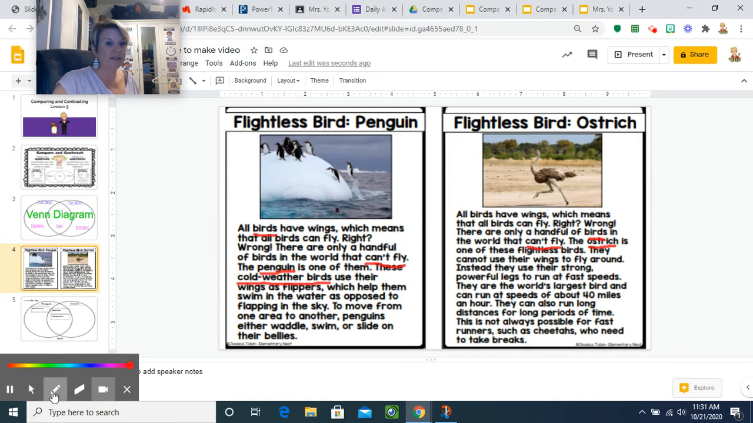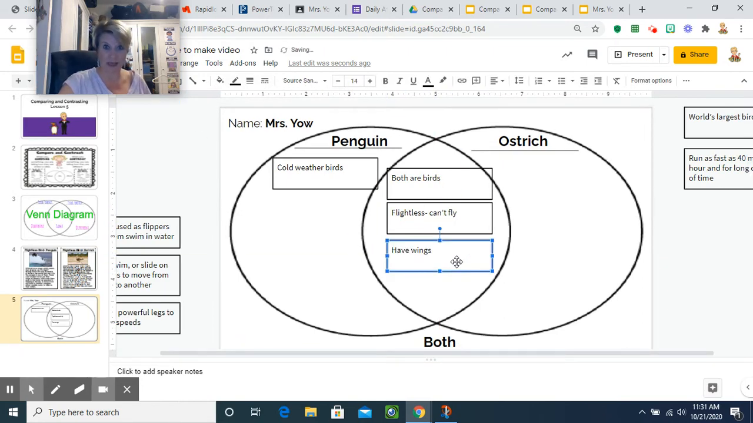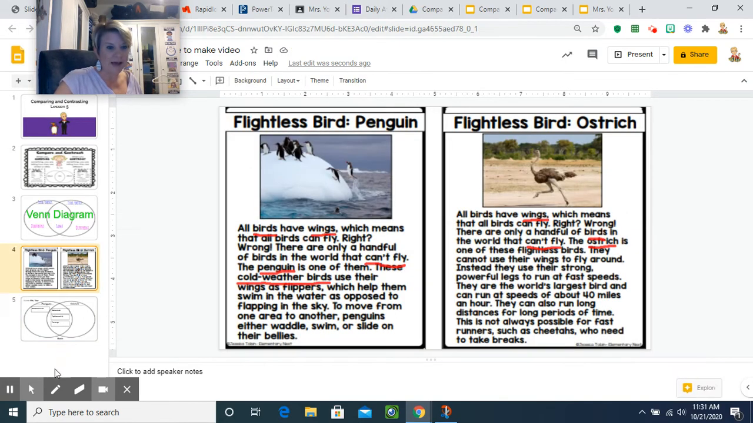One thing that I forgot to put in the first sentence is that they have wings. They both have wings. So let me go back and add that to the middle because both birds have wings. All birds have wings. That's how we categorize them as birds because they have wings. All right, back to my story about the penguin.